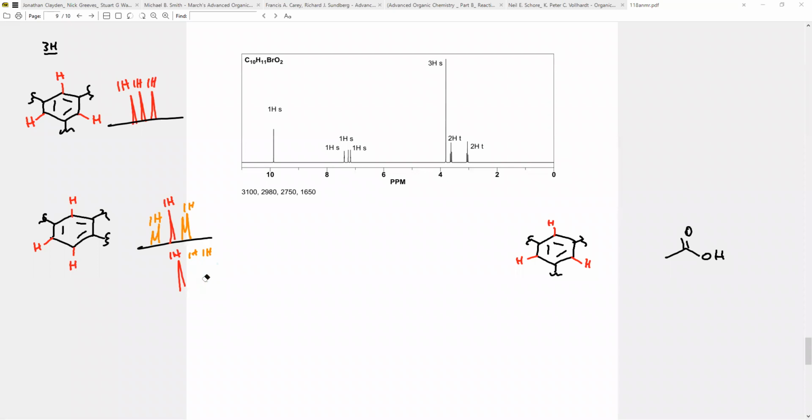I don't know why I drew these in a different color, actually. I didn't draw the other H's in a different color. So I don't know why I did that. Probably just a very late night brain fart.